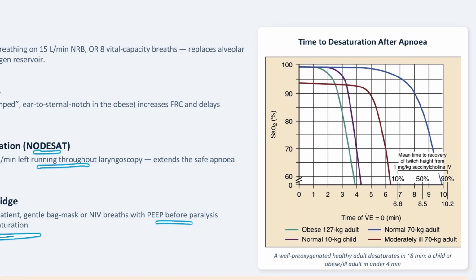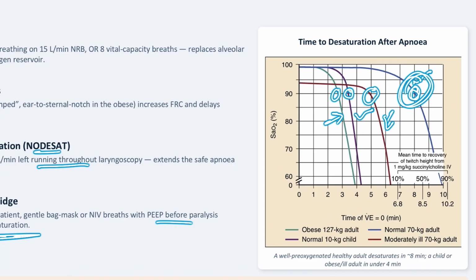Now let's look at the graph that is being shown over here. The one shown in blue is of the normal adult. See, the patient starts desaturating to below 90% at the 8th minute. Whereas the moderately ill patient starts desaturating at about half of the time, that is 5 minutes only. If you see the child over here, he starts desaturating around 3.5 minutes only. And the obese patient starts to desaturate at around 2.5 minutes only.